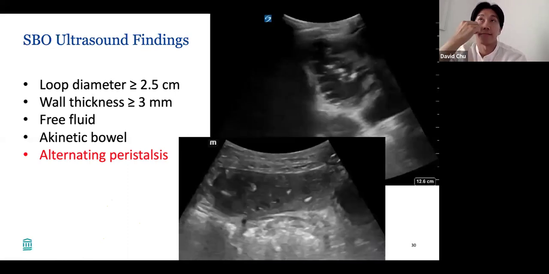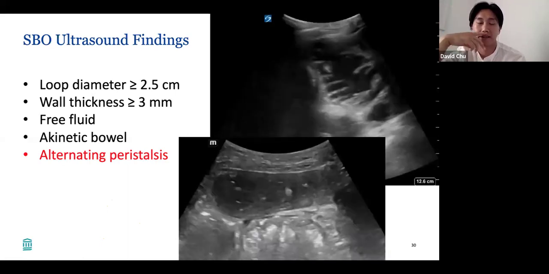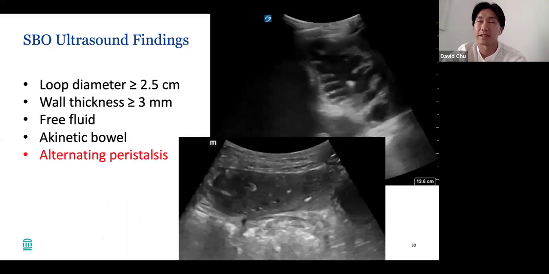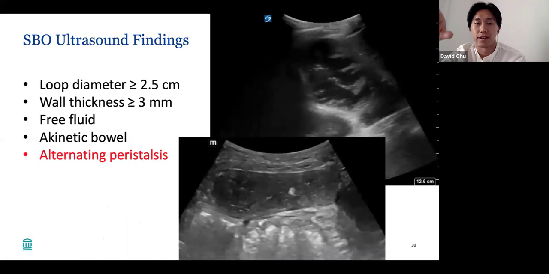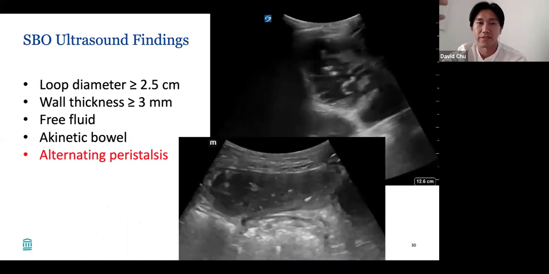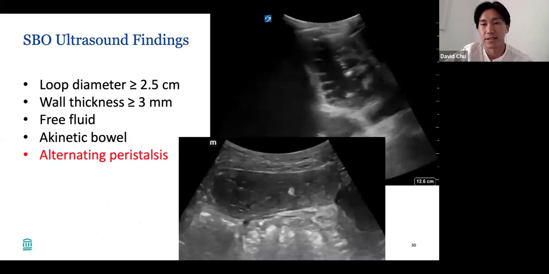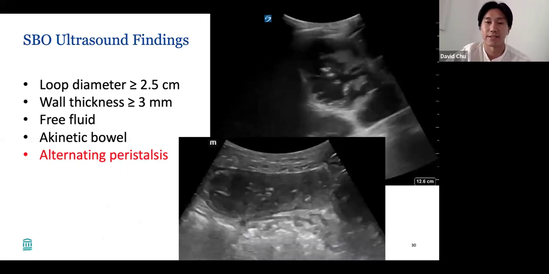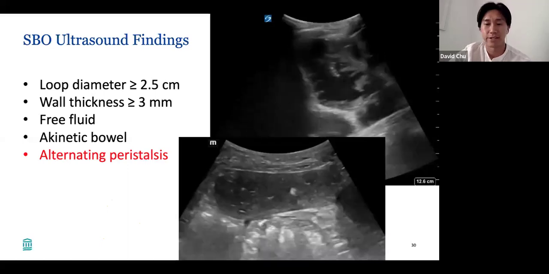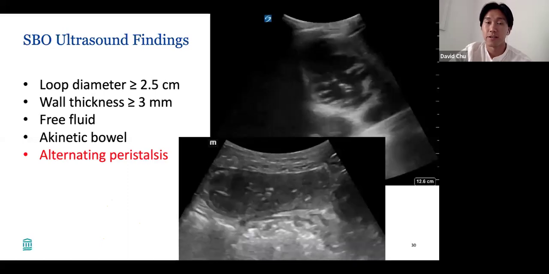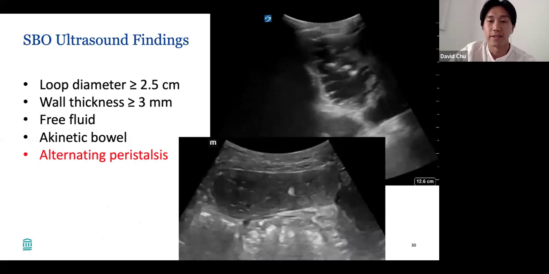We can't find specifically where the transition point is on ultrasound, or at least there's no systematic way to find it, because on ultrasound it's difficult to actually follow a loop of bowel continuously, given the anatomy and the limitations of ultrasound. But if you see this peristalsis, it does tell you that there's a transition point somewhere distal to this point. And it's an important finding to show your surgeons too, because they do frequently ask for the transition point. It helps them with their surgical management.